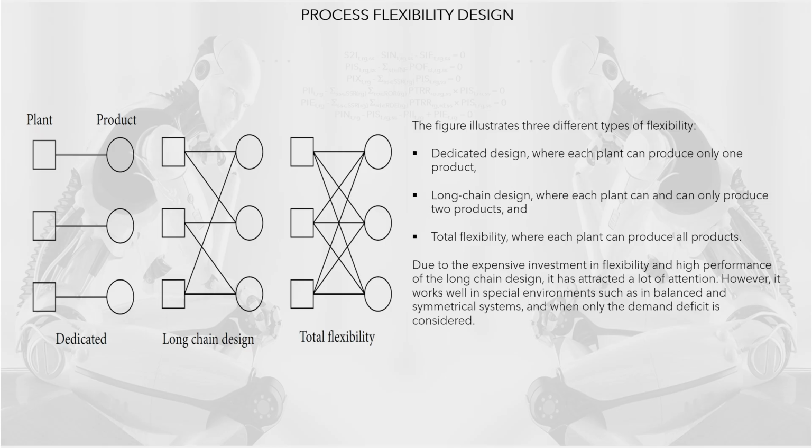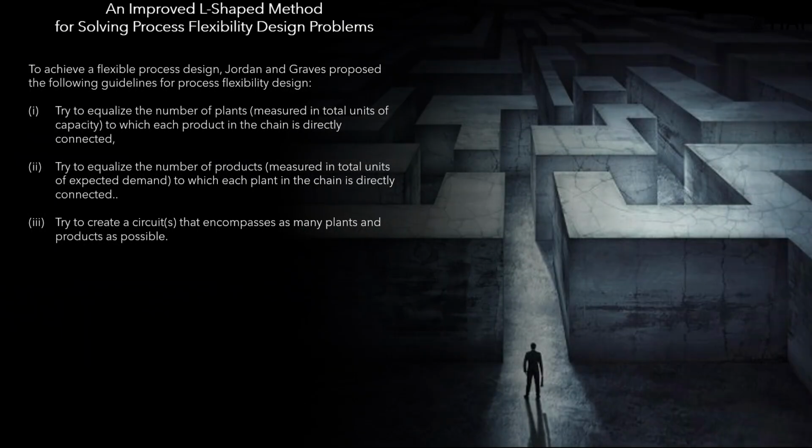Due to the expensive investment in flexibility and the high performance of the long chain design, it has attracted a lot of attention. However, it works well in special environments such as balanced and symmetrical systems, and when only the demand deficit is considered. To achieve a flexible process design, Jordan and Graves propose the following guidelines for process flexibility design.